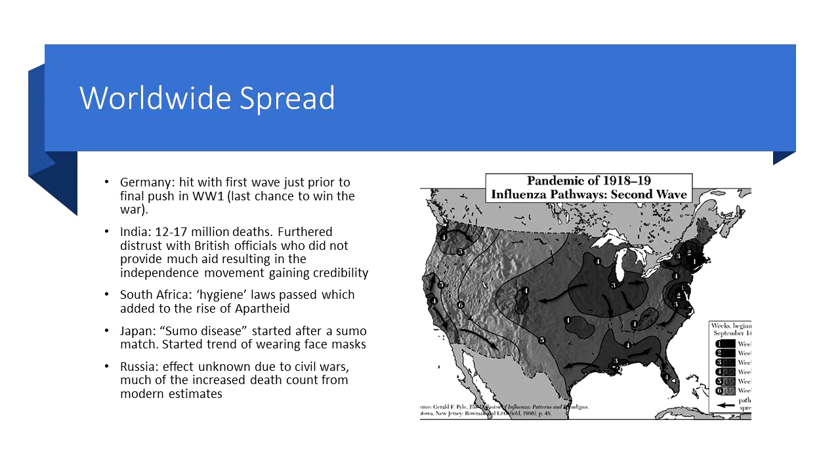In Japan, this disease was called sumo disease, which started after a sumo match. So public gathering, very close, definitely not socially distant people. And this started a trend of wearing face masks within popular culture, which plenty of pictures from 1918 show people wearing what we see today as surgical masks throughout the world.